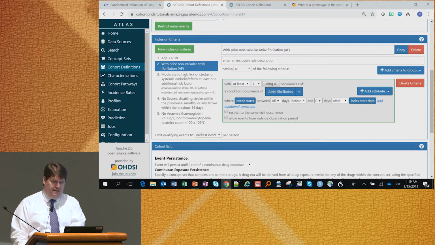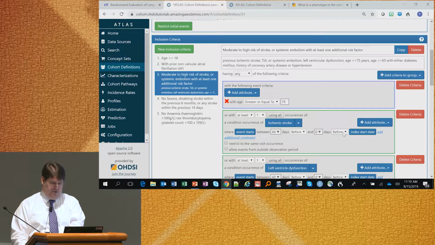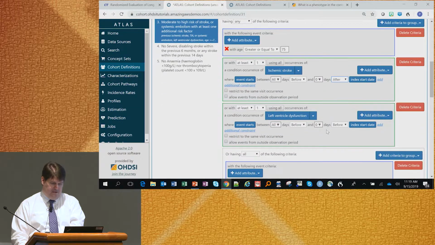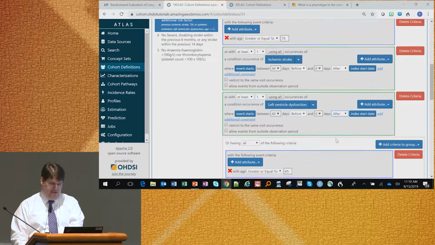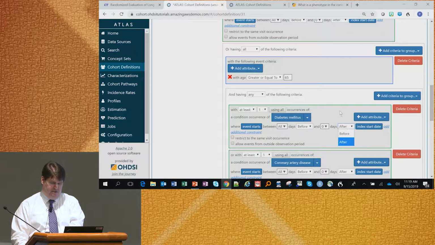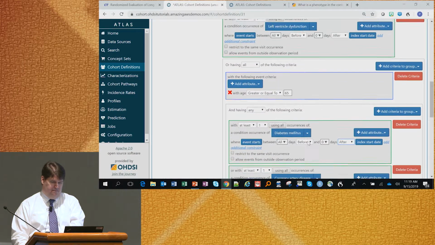But that's a good point for purposes of making it consistent. Why don't we just say always just 0 days after? From all days before to 0 days after. Sounds good to me. And I apologize for that confusion. Okay, cool.